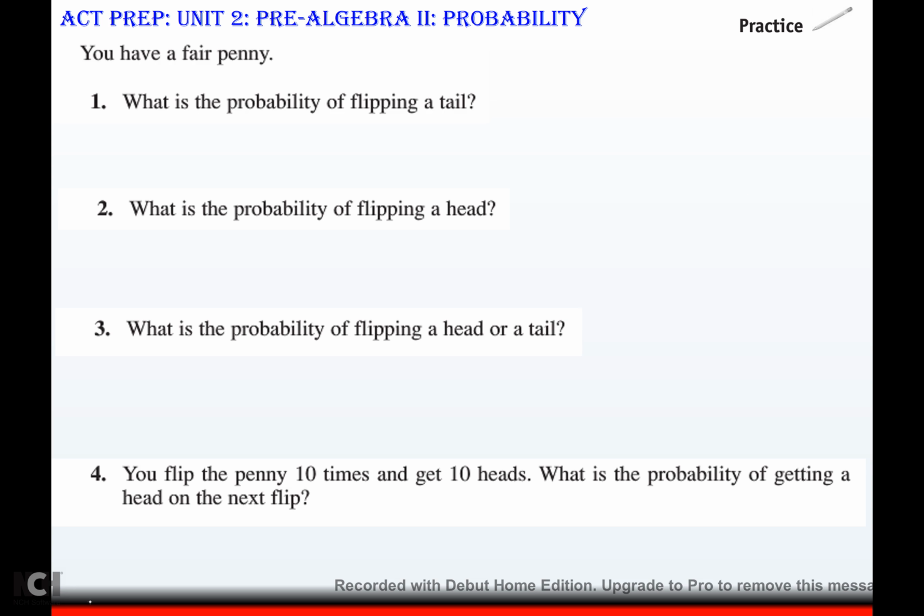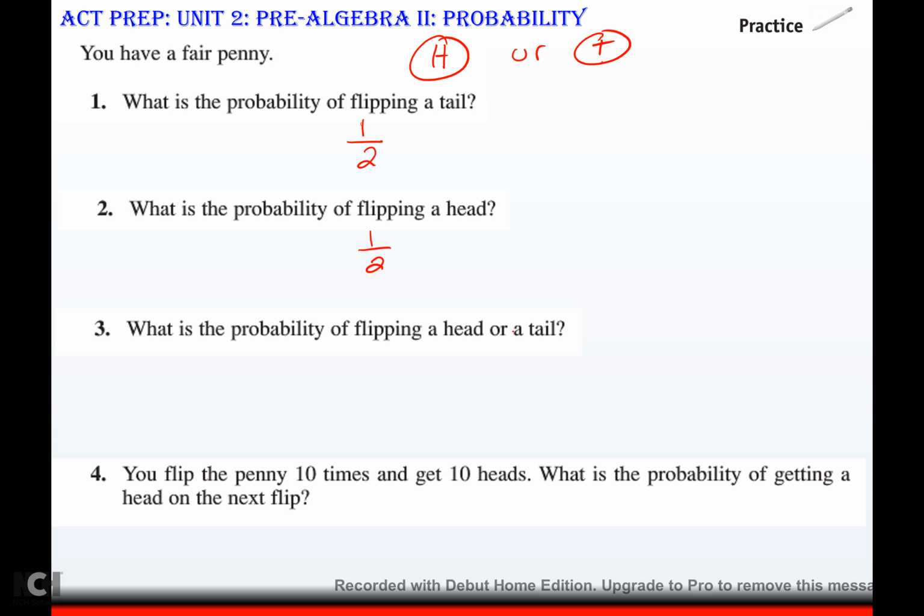All right, so let's practice a little bit. It says you have a fair penny. When you flip a penny, it could land on heads or it could land on tails. So what is the probability of flipping a tail? Well, that would make this the winner. That's 1 winner out of 2 possibilities. What is the probability of flipping a head? Well, there's only 1 head, so that's 1 out of 2 possibilities.